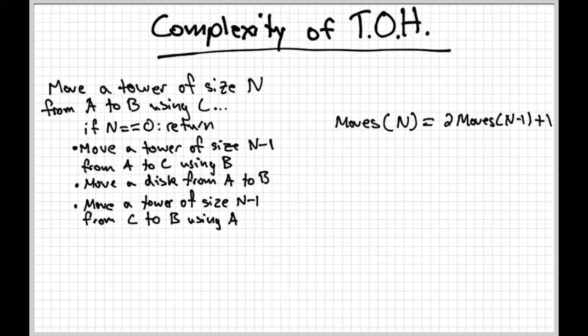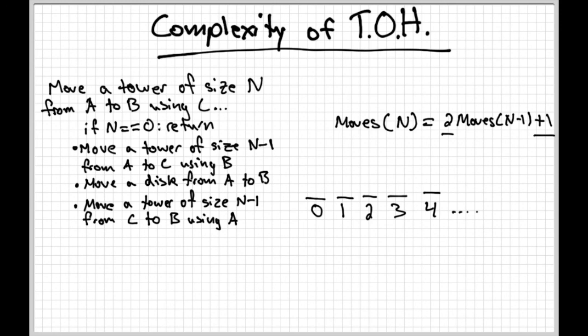So the number of moves required to solve a tower of size n is the number of moves required to solve a tower of size n minus 1 twice, right? We had to move that smaller tower out of the way and then to where it belonged. So 2 times we have to move that tower, and then that intermediate move, so the plus 1. So 2 times the number of moves for a tower of size n minus 1, plus 1 extra move. Let's write this out and see what happens.